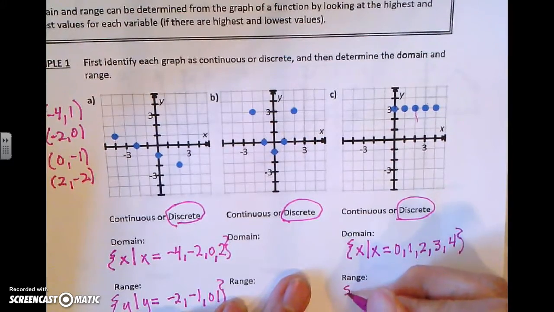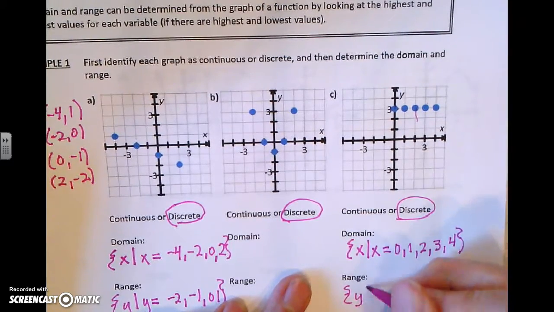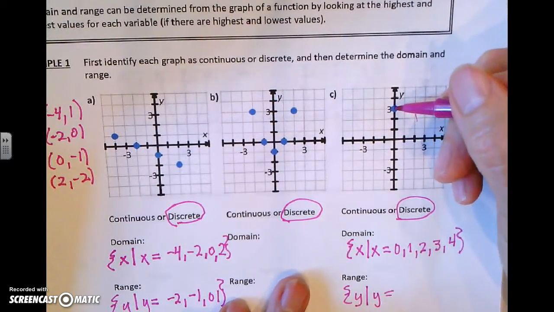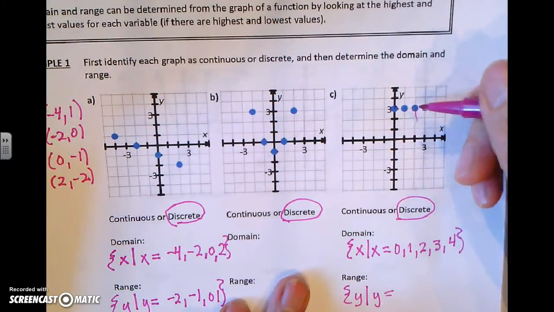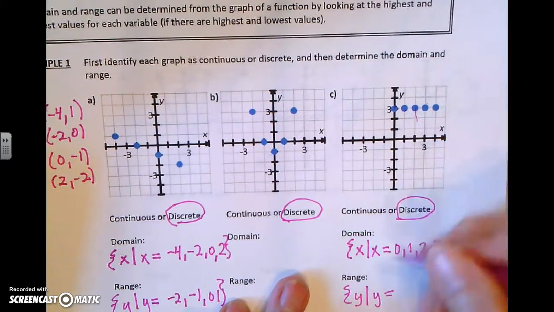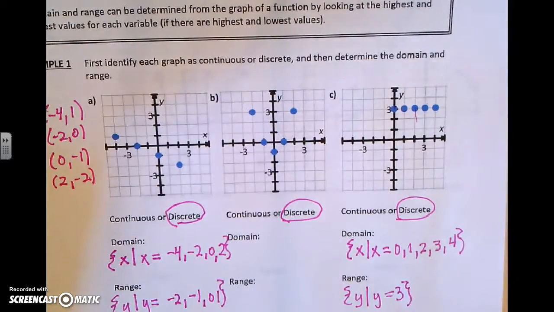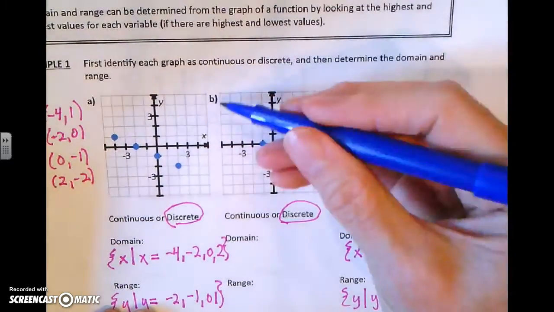And then for my range, which will be all the y values, y such that y is equal to, well, this point has a y value of 3. They all have y values of 3. So y is just a 3. Let's come back to B.